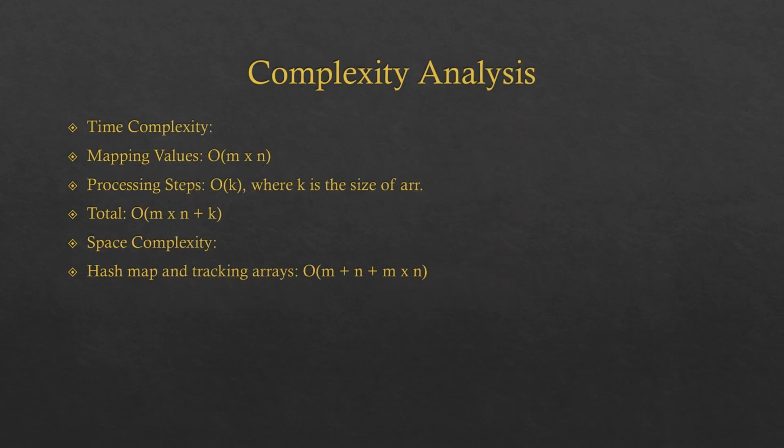Let's analyze the time and space complexity of this solution. The time complexity is big O of m times n for mapping the values in the matrix to their positions, plus big O of k, where k is the number of painting steps in the array. So the overall time complexity is big O of m times n plus k. As for space complexity, we use a hash map and two arrays for tracking painted counts, which gives us a space complexity of big O of m plus m times n.